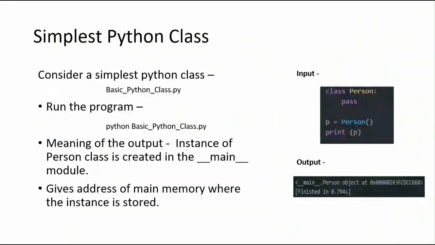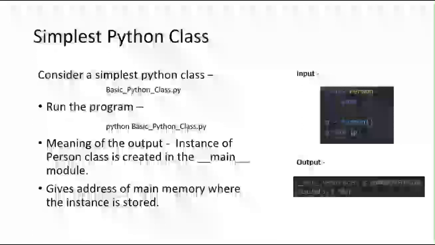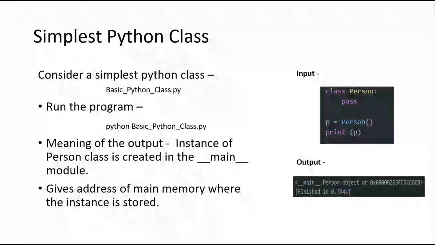We know that a class defines a data type which contains attributes and methods, and an object denotes an instance of a class. In Python, a class is created using the class keyword, and the fields and methods of the class are listed in an indented block. Consider a simple Python program wherein a class person is instantiated. When you execute this Python program, it gives the address of the main memory where the instance is stored. It means that the instance of the person class is created in the main module.